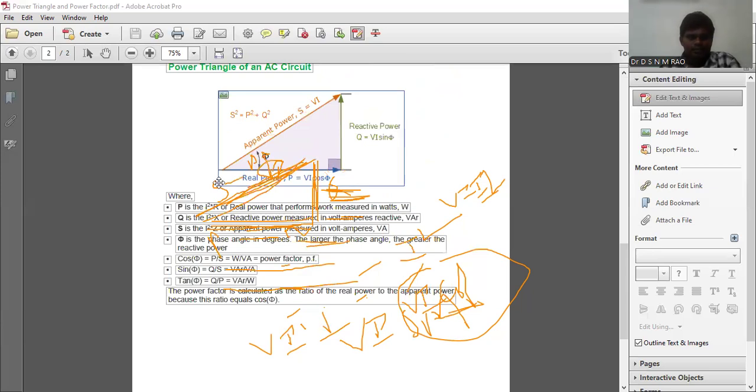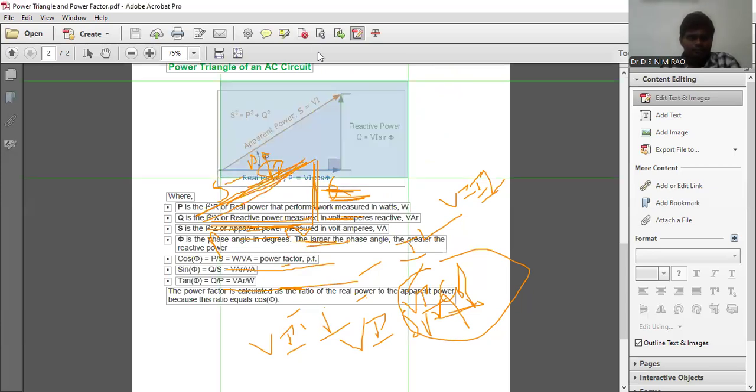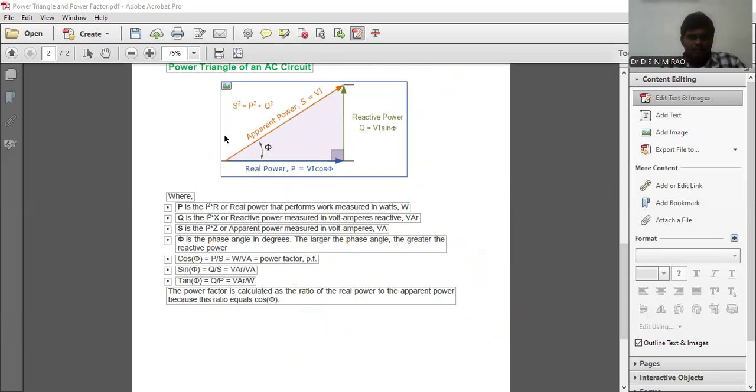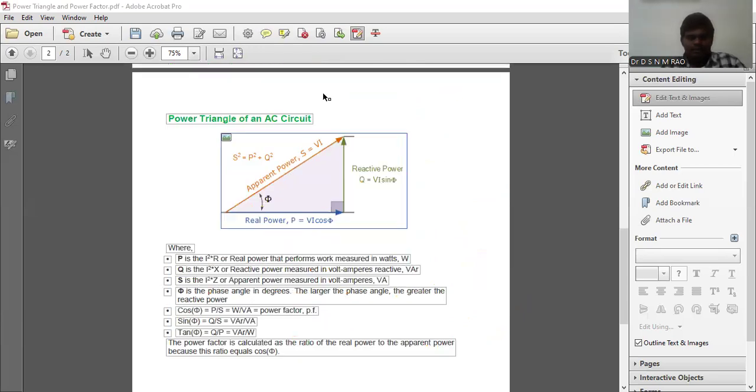Here we can see the power triangle. This is the active power, VI cos phi. Just now I defined reactive power VI sin phi, I square X, I square R, I square Z, VI. So P equals I square R, the real power; Q equals I square X, the reactive power, or VI sin phi; and S, I square Z, is nothing but VI, the apparent power.